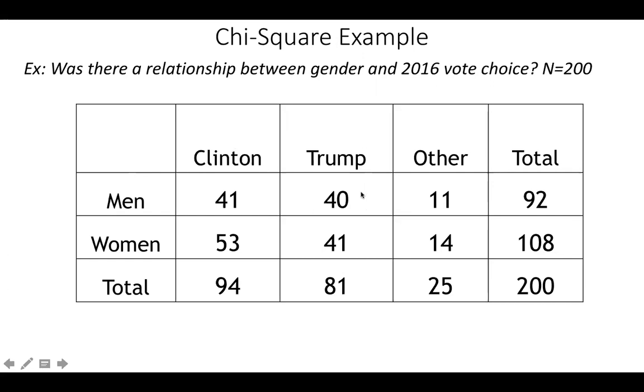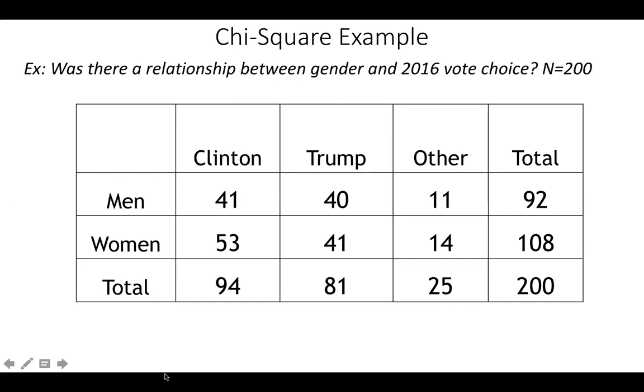I also here have three columns. Each column is representing one of the values of the vote choice variable. So we have three options here for vote choice: Clinton, Trump, or other. And again, this is a nominal variable. These are simply categories. There's no ranking or order to them. It's just three different choices of who someone could have voted for.